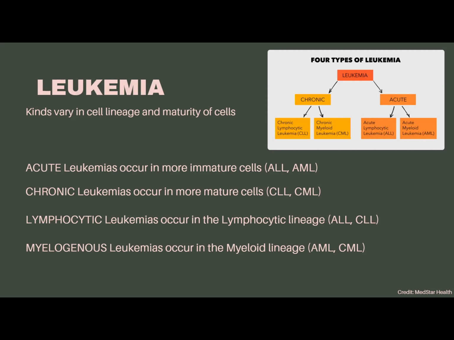And then the other 2 are lymphocytic, which come from the lymphocytic lineage, and myelogenous, which come from myeloids, which is the bone marrow. We'll also send the slides out, so feel free to not take notes if you don't want to. You just absorb stuff.